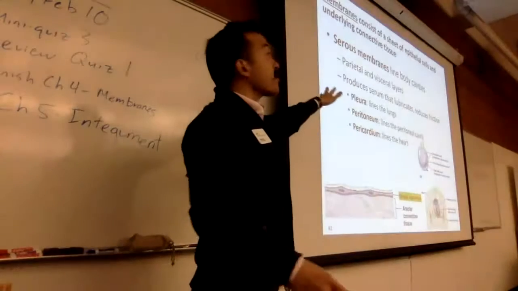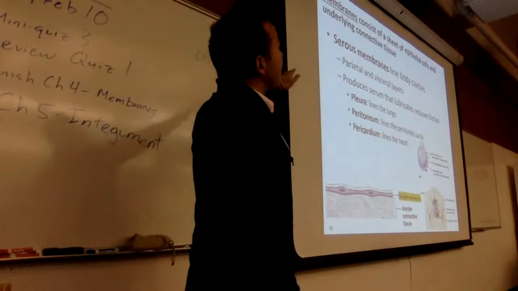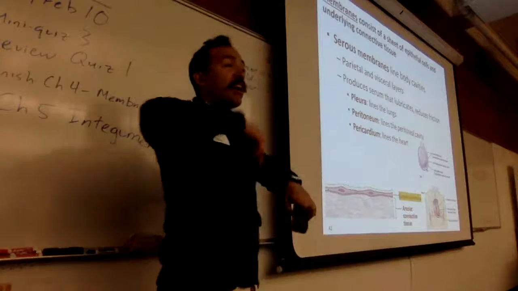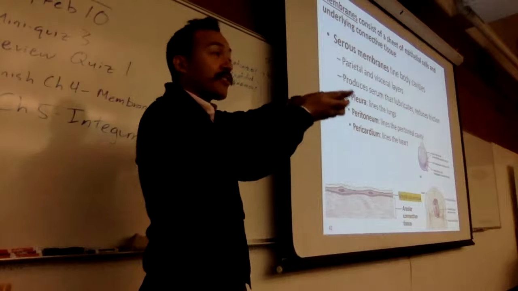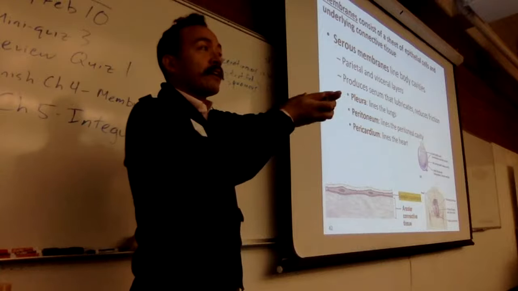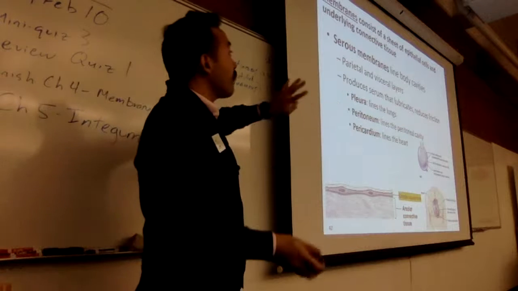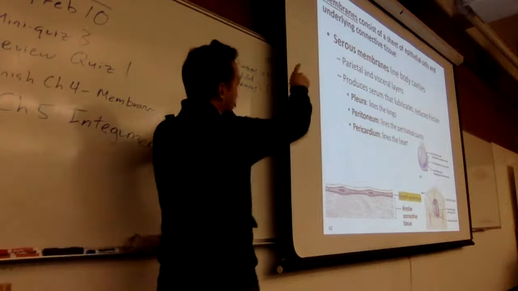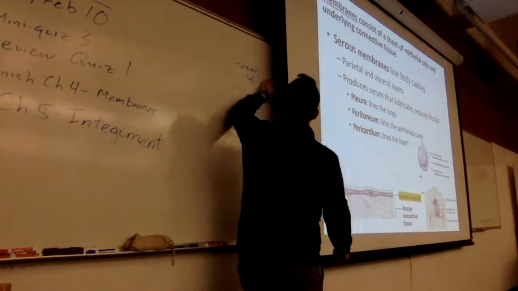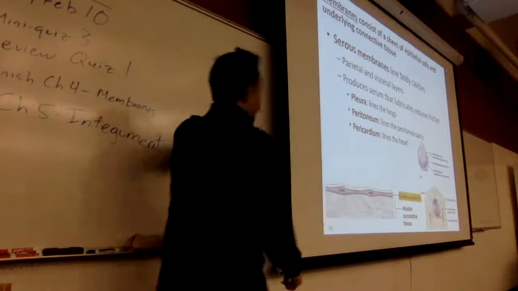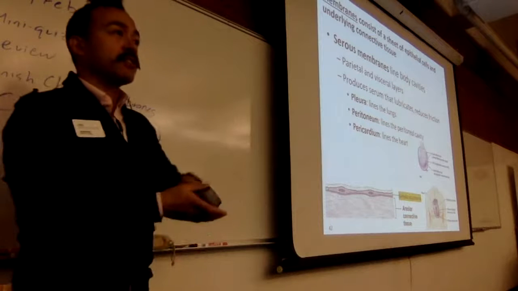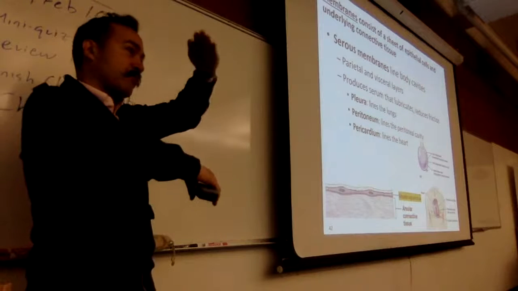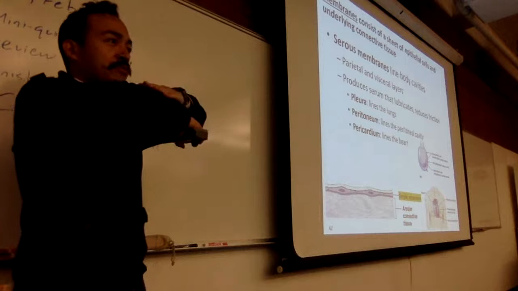These type of membranes are sheets of epithelial cells and the underlying connective tissue. So when you have epithelium and connective tissue together, you form a membrane. So all 4 types, serous we're going over first, all 4 types of membranes are a combination of epithelial tissue and connective tissue. Epithelium on top, superficial, connective tissue deeper to that.